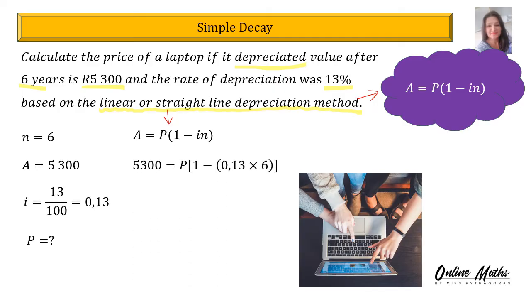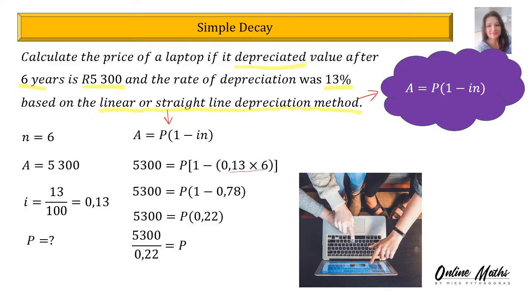Now we substitute. In A's place 5,300 equals P is the thing we're looking for, 1 minus bracket 0,13 times 6. Then in the next step 0,13 times 6 is 0,78, and we say 1 minus 0,78 is 0,22, and we divide away the 0,22. Therefore, this laptop's original price was 24,090 Rand and 91 cents.